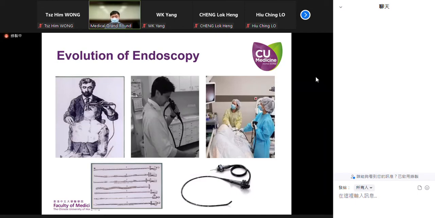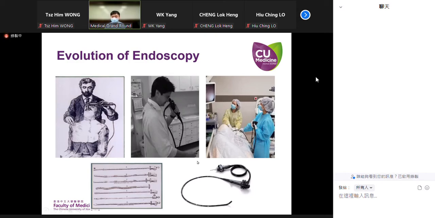And for the rigid scope, the device was improved around 60 years later by Dr. Rudolf Schindler, and he developed a semi-rigid gastroscope with the shaft still being rigid, but the tip being bendable. So with that, it allowed a more physiological insertion of the scope, and also reduced patient discomfort, and also enabled a more thorough examination of the stomach, because a rigid tube is very difficult to visualize the whole stomach, and you can imagine that.